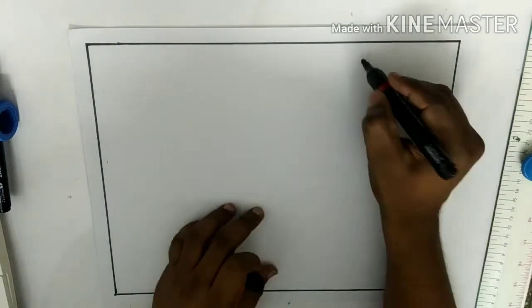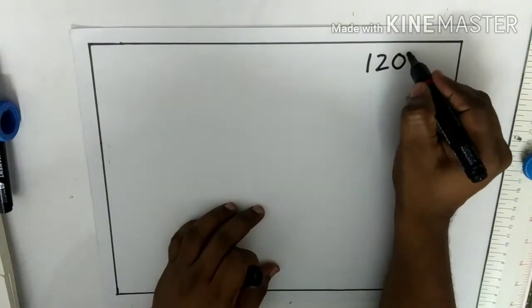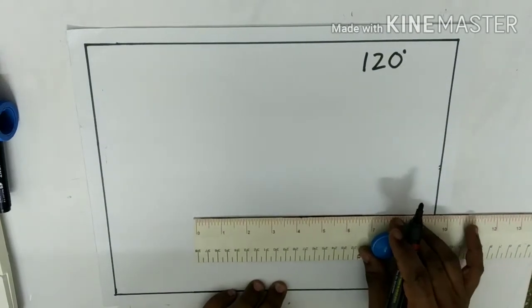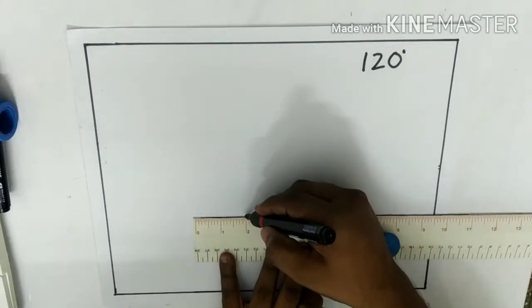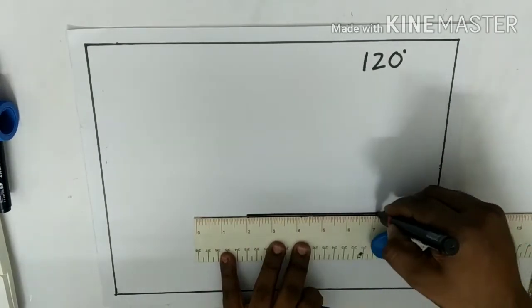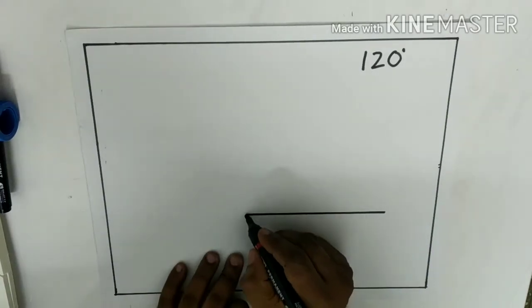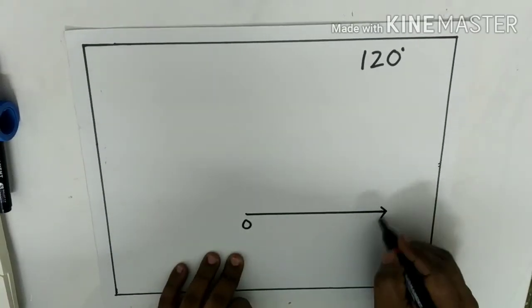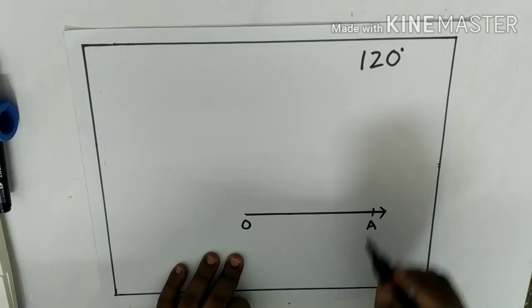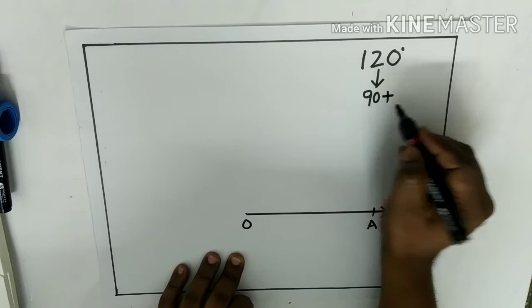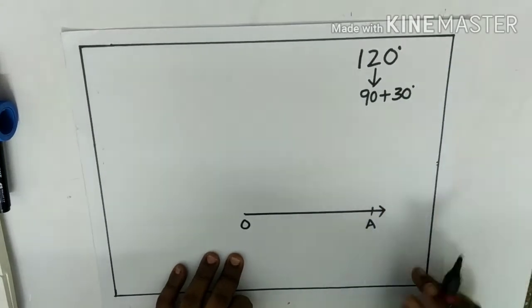Now we are going to construct an angle of 120 degrees. How to construct it? 120 degrees is a combination of 90 degrees plus 30 degrees. If it is O and A, OA, 120 degrees is 90 plus 30 degrees.